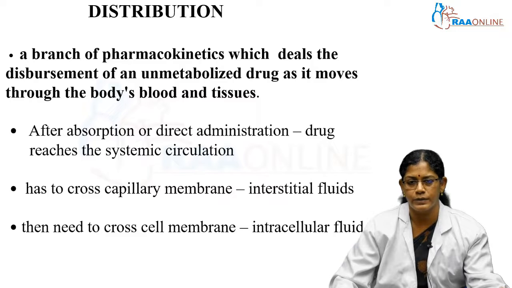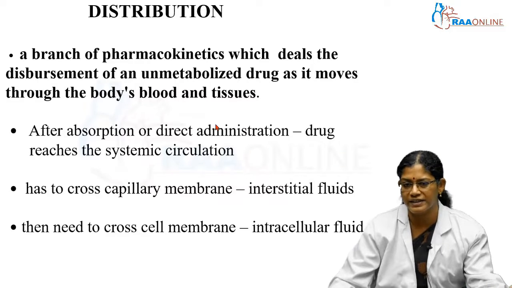Okay, what is distribution? It's a branch of pharmacokinetics which deals with the disbursement of an unmetabolized drug inside our body. So, after absorption, after membrane transport, what happens to the drug? That means how it gets distributed inside our body. The drug reaches the systemic circulation after absorption and direct administration. Then it has to cross the capillary membrane to reach the interstitial fluids.